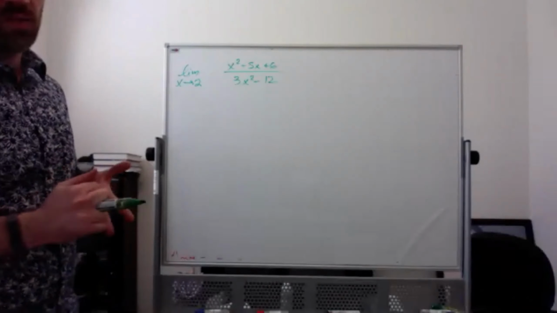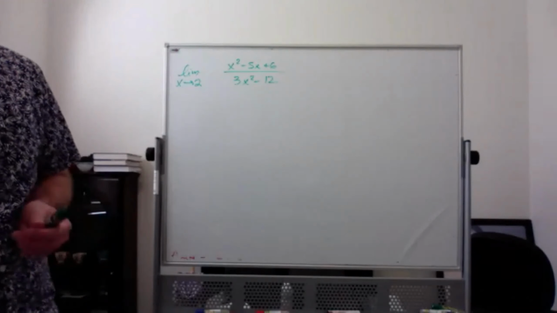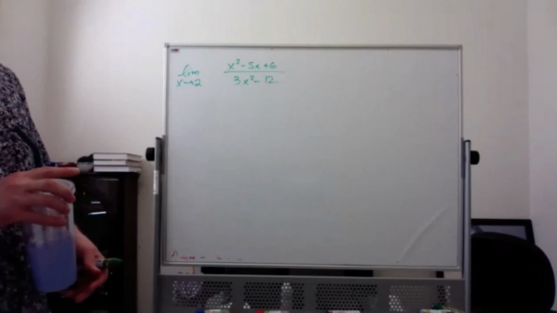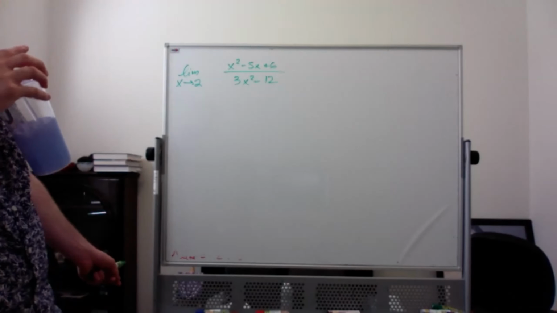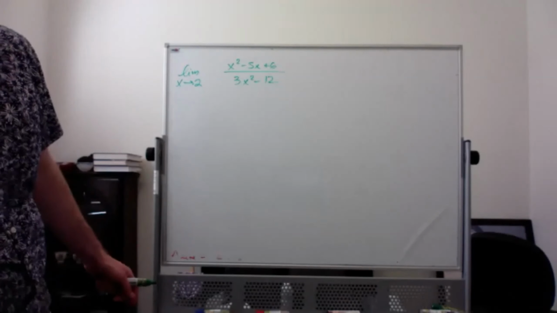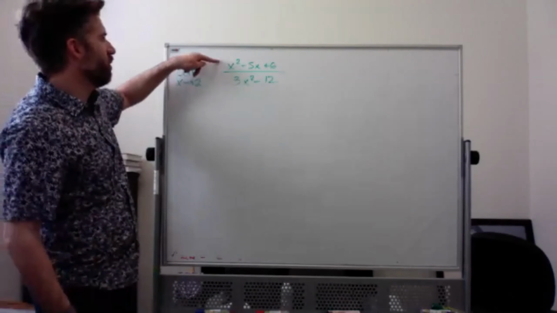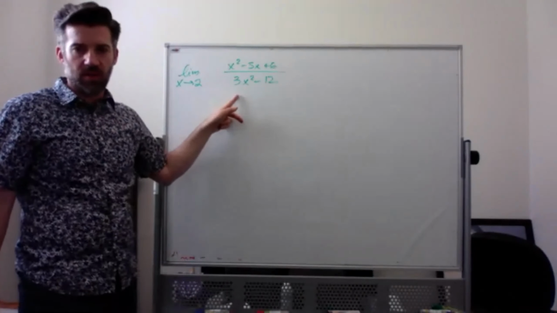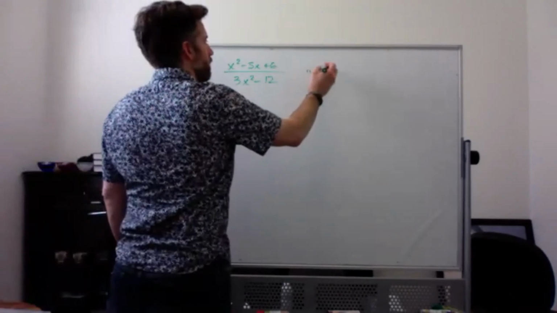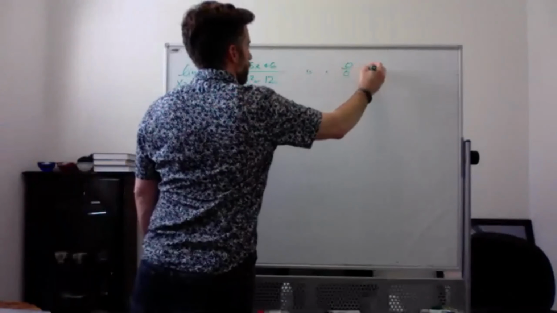You should always double check, because sometimes they try to fool you. If you plug in 2, do you actually get 0 over 0? Let's see, it looks like it. If I plug in 2 on the top, I get 4 minus 10 plus 6, yeah, that's 0. 2 on the bottom, 12 minus 12 is 0. So this is a 0 over 0 type.